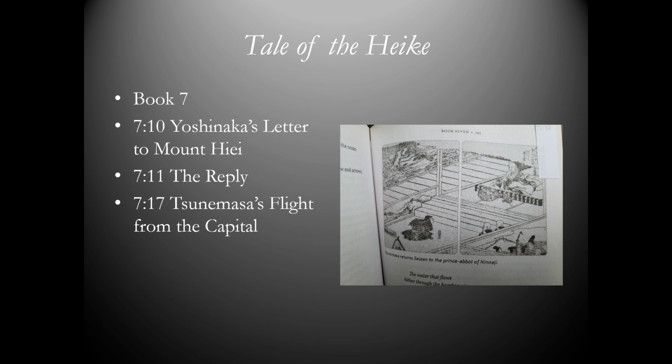This is Tsunemasa returns Seizan to the abbot. So we get some exemplary characters. This is kind of a cute story, 717. Tsunemasa is one of the Heike, but before he leaves, he wants to return a gift from a monk that basically gave him an instrument.